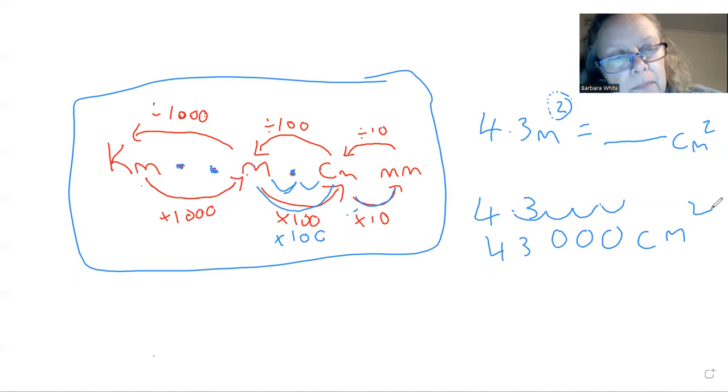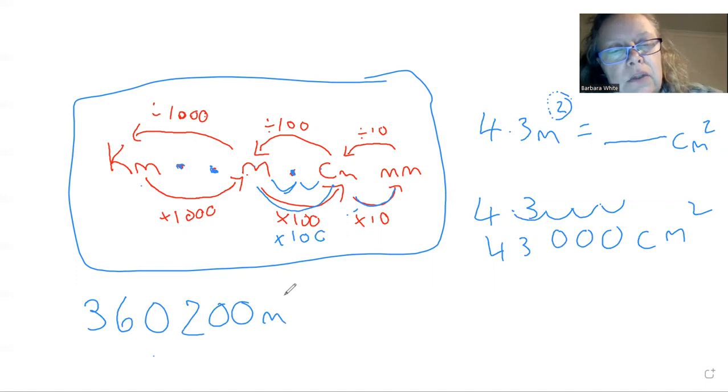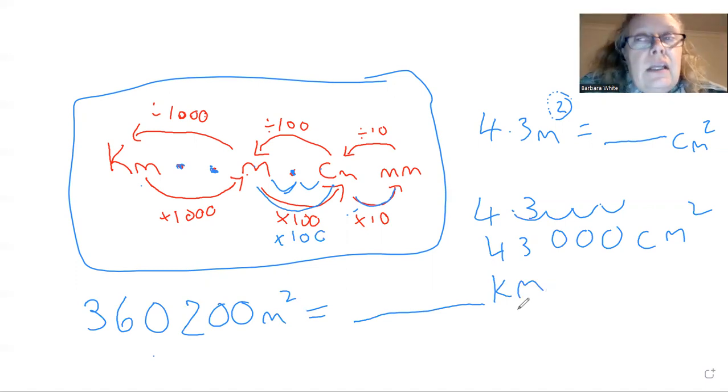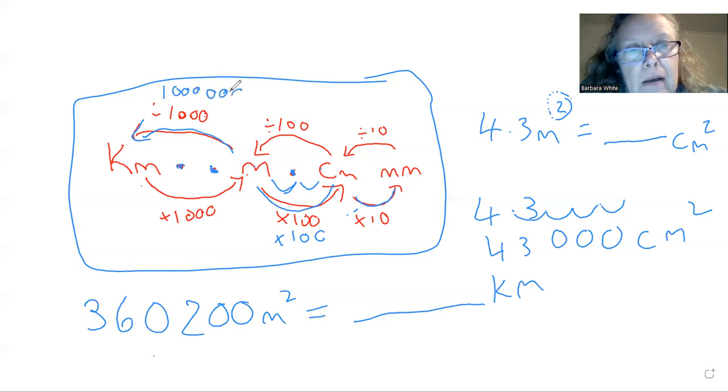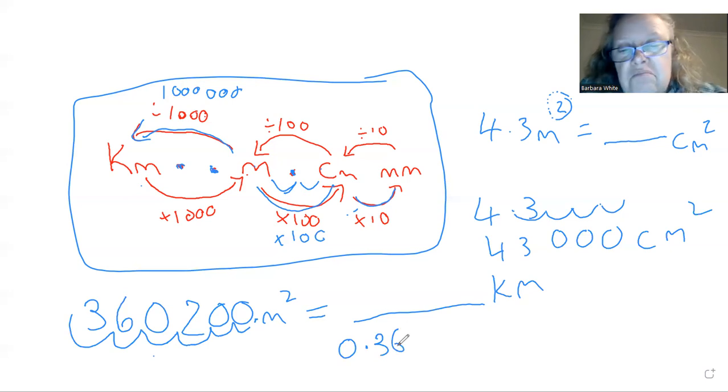Let's go back. Let's do 360,200 square metres to get to square kilometres. So to get from metres to kilometres, we divide by 1,000 with 3 zeros, 3 jumps. Now we're going to do it twice, so we're going to go back 6 spaces. We're going to divide by not 1,000, but by a 1 with 6 zeros, which is 1,000,000. So we're going to start here and move the decimal point back 6 spaces. 1, 2, 3, 4, 5, 6. The answer is 0.3602. We don't need to write the other zeros. Kilometres squared.